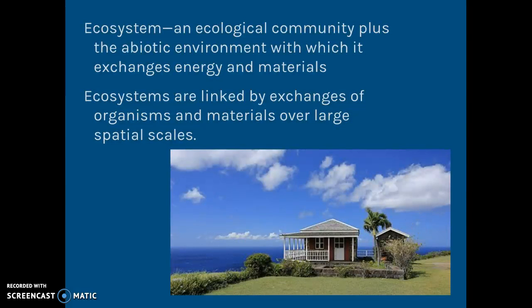So let's talk about what an ecosystem is. An ecosystem is an ecological community plus the abiotic environment with which it exchanges energy and materials. Ecosystems are linked by exchanges of organisms and materials over large spatial scales. So it's impossible to understand a local ecosystem completely without considering it in the context of larger systems of which it is part.